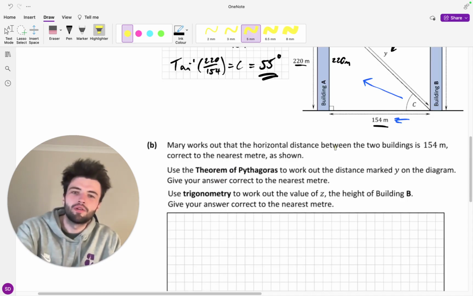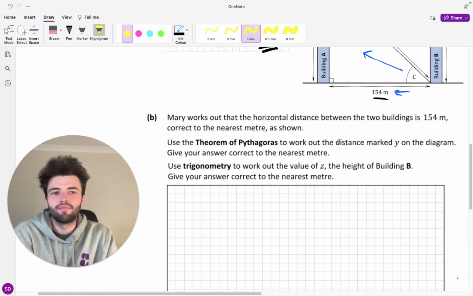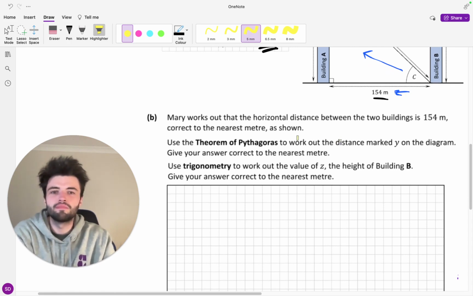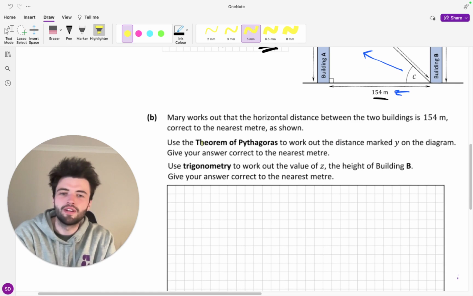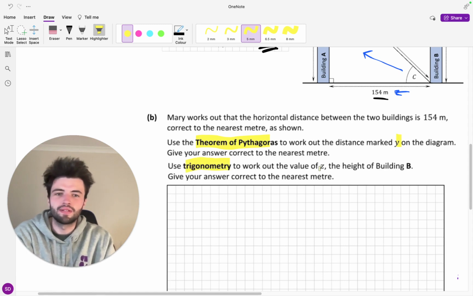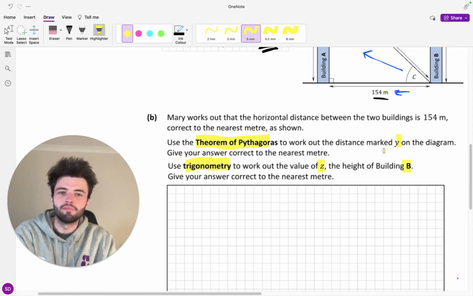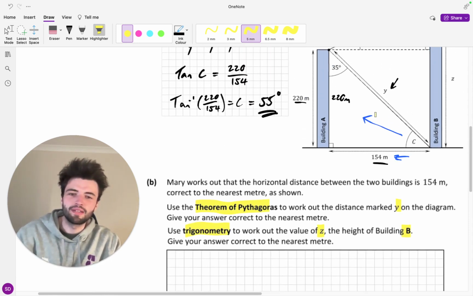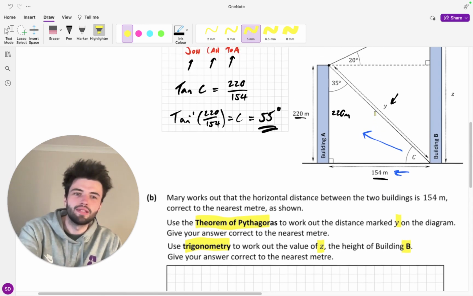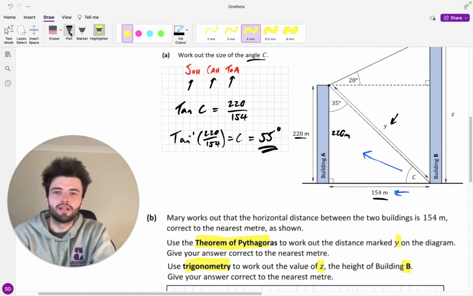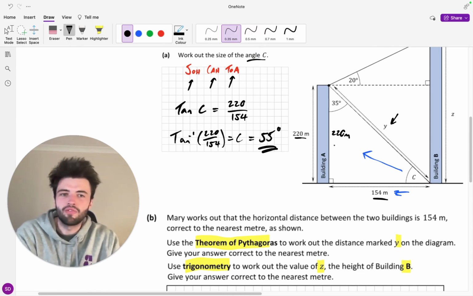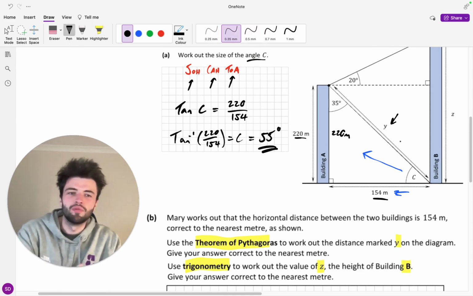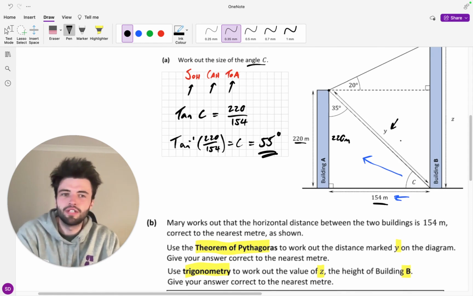And they keep going on here in part B with a lot of words that really don't say too much new information, but basically what they ask us for here is to use the theorem of Pythagoras to work out the distance marked y, and to use trigonometry to work out the distance marked z, which is the height of building B. So that's all I pay attention to for part B, is just to use Pythagoras and trigonometry to find y and z, and all the information we need is already in our diagram. And we already found C, so we can even put that in if we needed to, but we're just going to see actually what we need to do here.